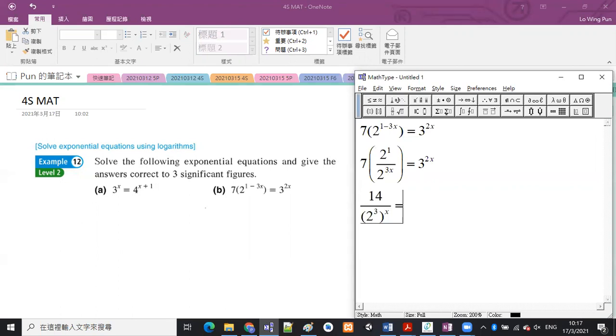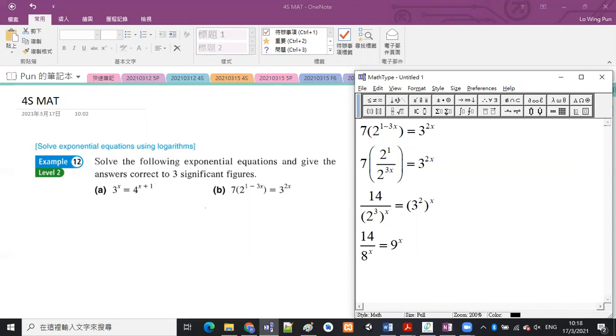And the right-hand side, 3 to the power 2x, I will also write this as 3 squared and then to the power x. Can you get this? And then 2 to the power 3 becomes 8, and 3 squared becomes 9. So it becomes 14 over 8 to the power x equals 9 to the power x.